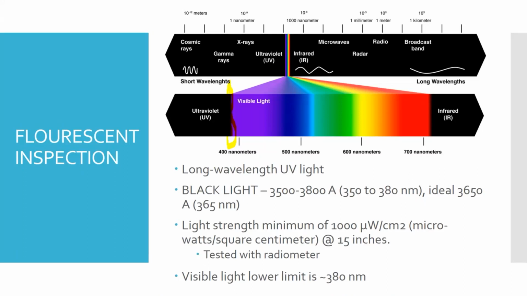So you can see where that is. You know, it's just left of the visible spectrum, which runs from just under 400 nanometers up to just over 700 nanometers. So the lower limit of visible light is 380, and we're going to be in the 3,650 range. Right there. So we're going to be looking in this range right here.